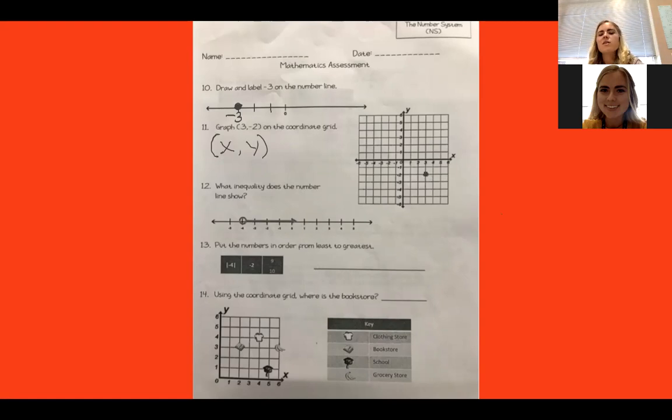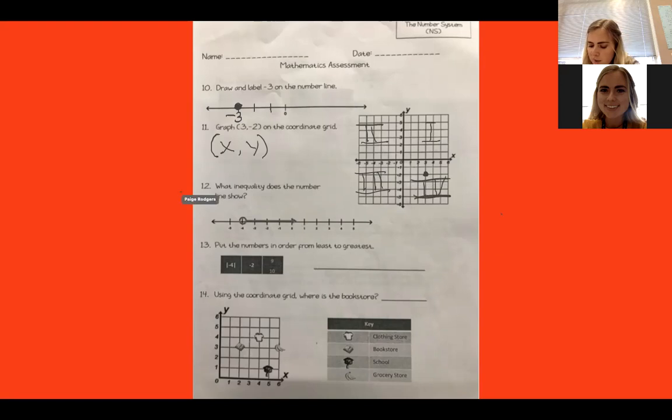On the RISE testing, odds are they'll make you drag a dot and put it where it should be. Just as a reminder, the quadrants: the top right is quadrant 1, the top left is quadrant 2, bottom left is quadrant 3, and then bottom right is quadrant 4. So our dot is in quadrant 4.